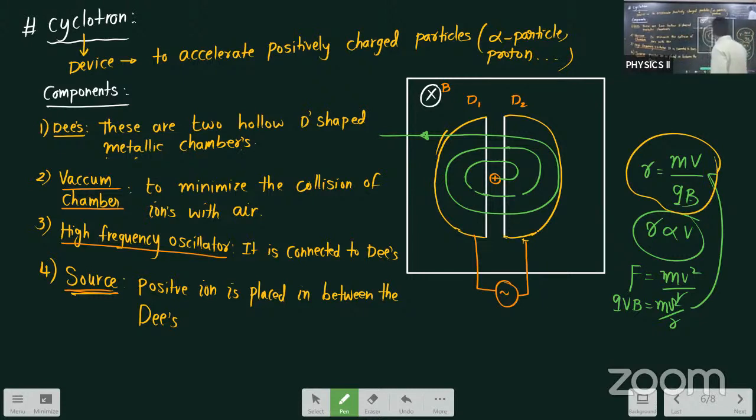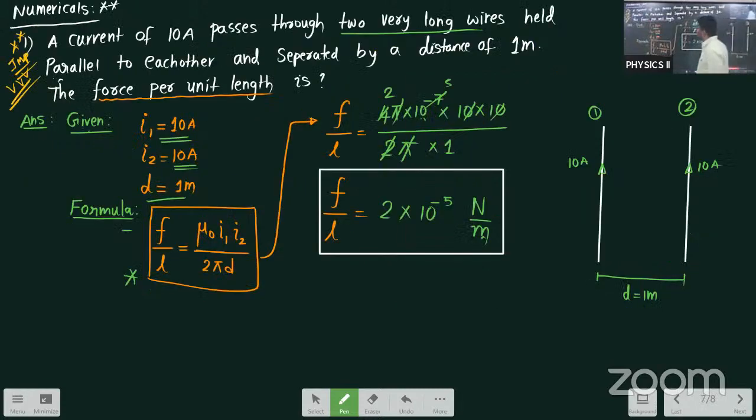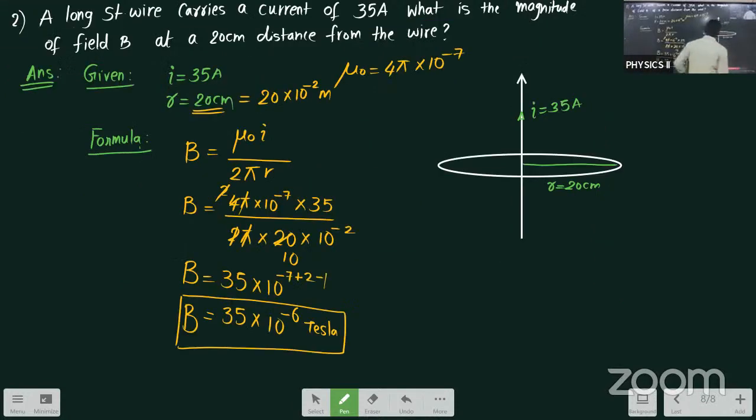Next, we discussed two numericals. One numerical was based on the formula F by L equals mu naught I1 I2 by 2 pi D. The other numerical was regarding a straight current carrying conductor through which a current of 35 amperes is flowing, and we determined the magnetic field at a distance of 20 centimeter from the conductor. All these are important concepts for short answer type questions from moving charges and magnetism.